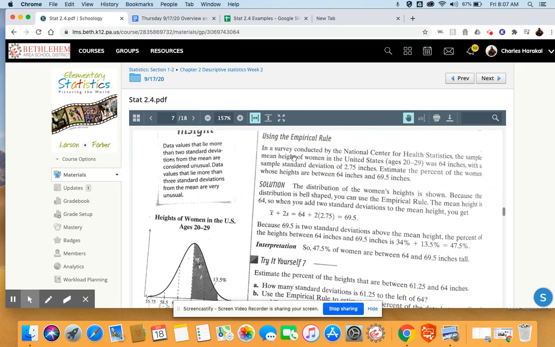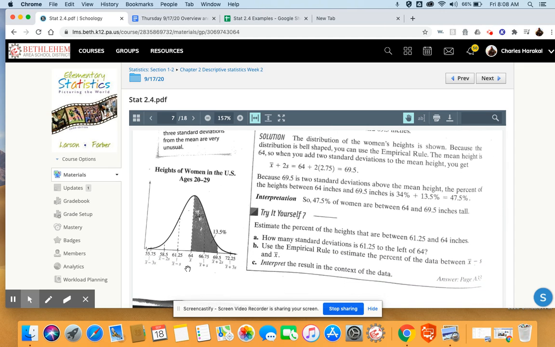Look at this example. Survey conducted by National Health Statistics. Women aged 20 to 29 have a mean height of 64 inches and a standard deviation of 2.75. What I would do is exactly what they did right down here in this picture. I would draw a bell curve. I would put my mean of 64 in the middle, and I would start counting off on the x-axis, adding 2.75 to get the next value. Add 2.75, a standard deviation, to get the next value. Add 2.75. Get these values, mark them on your x-axis.